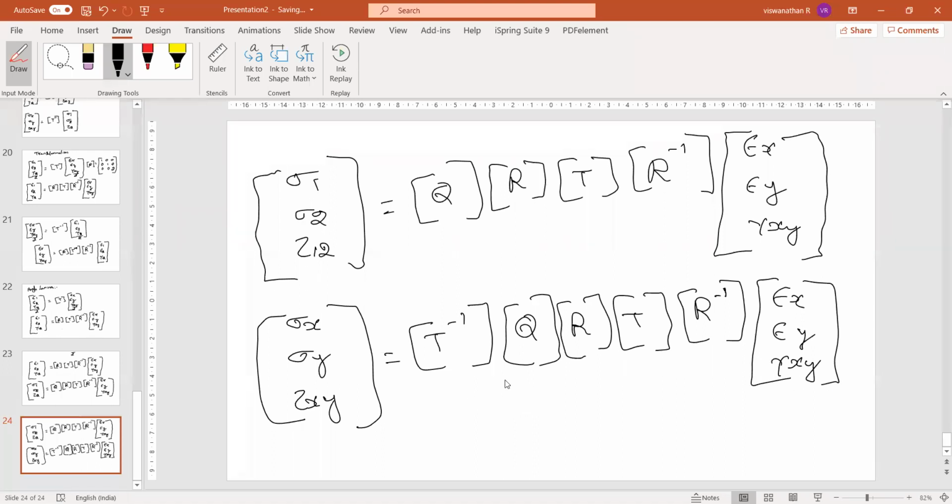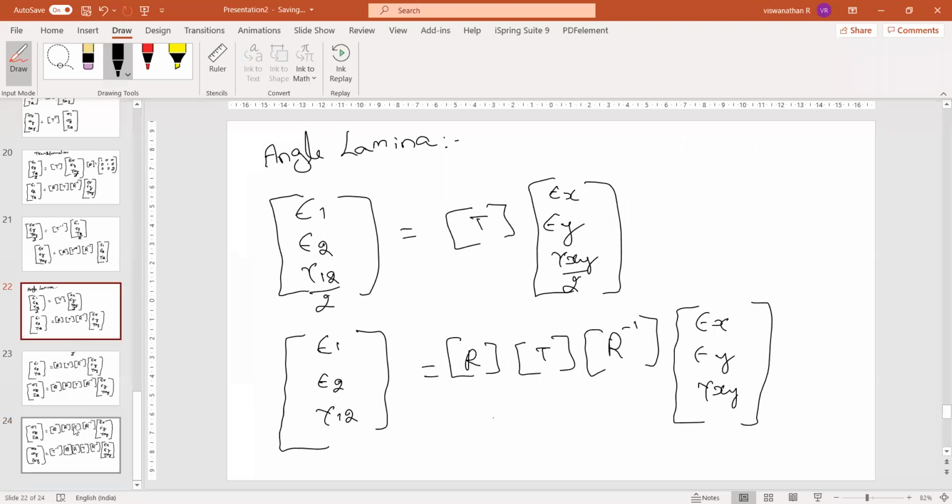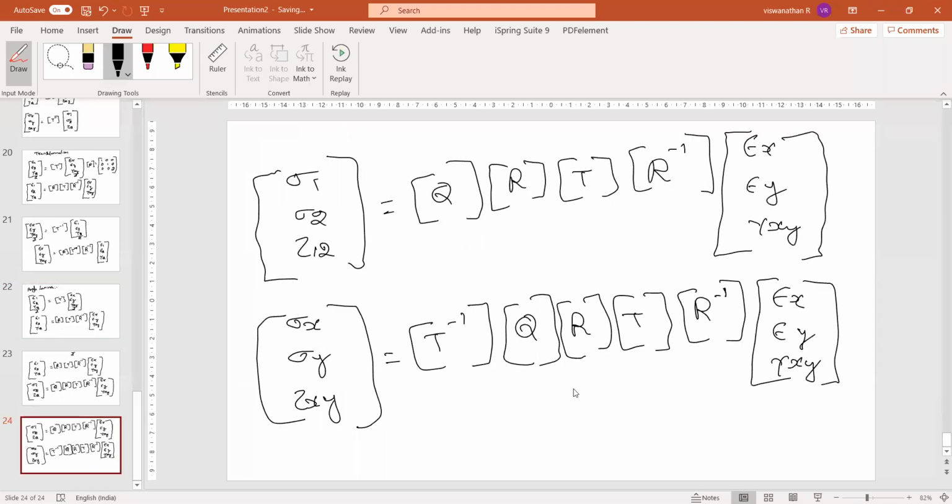So suppose this was a 0-degree lamina. Imagine this is an angle lamina. We started with saying this is an angle lamina. Suppose if this was a 0-degree lamina, then what will be this whole thing?